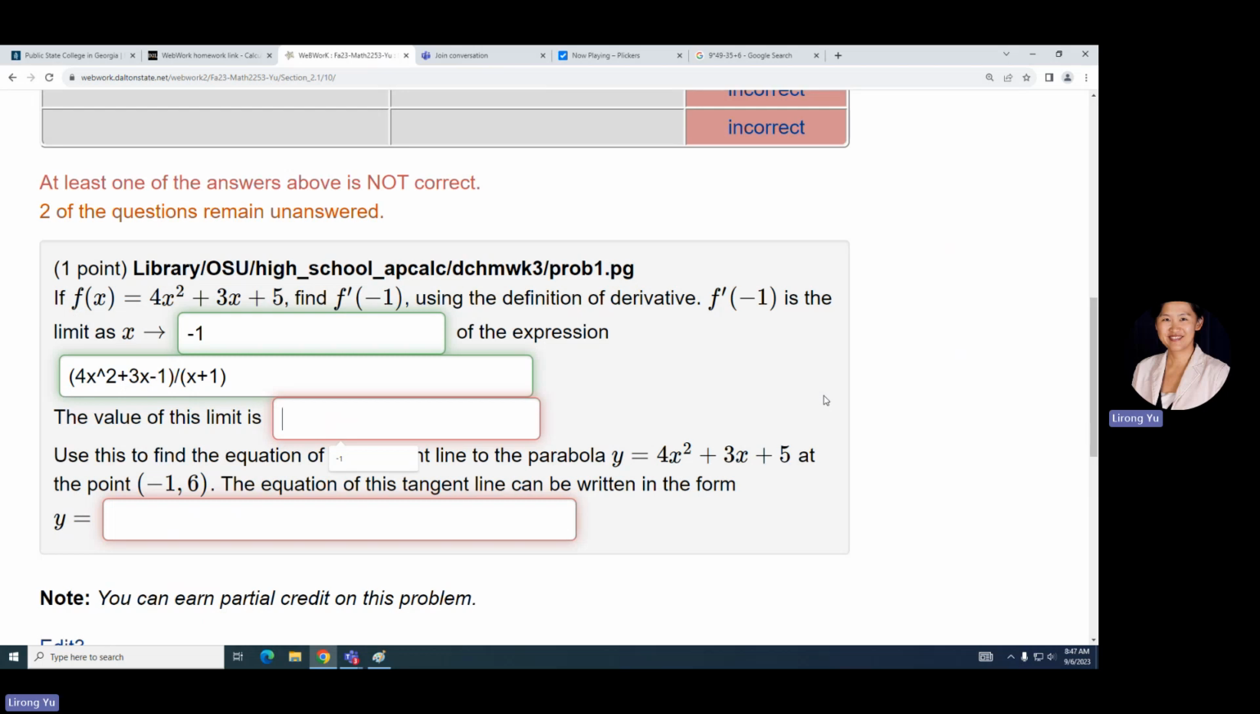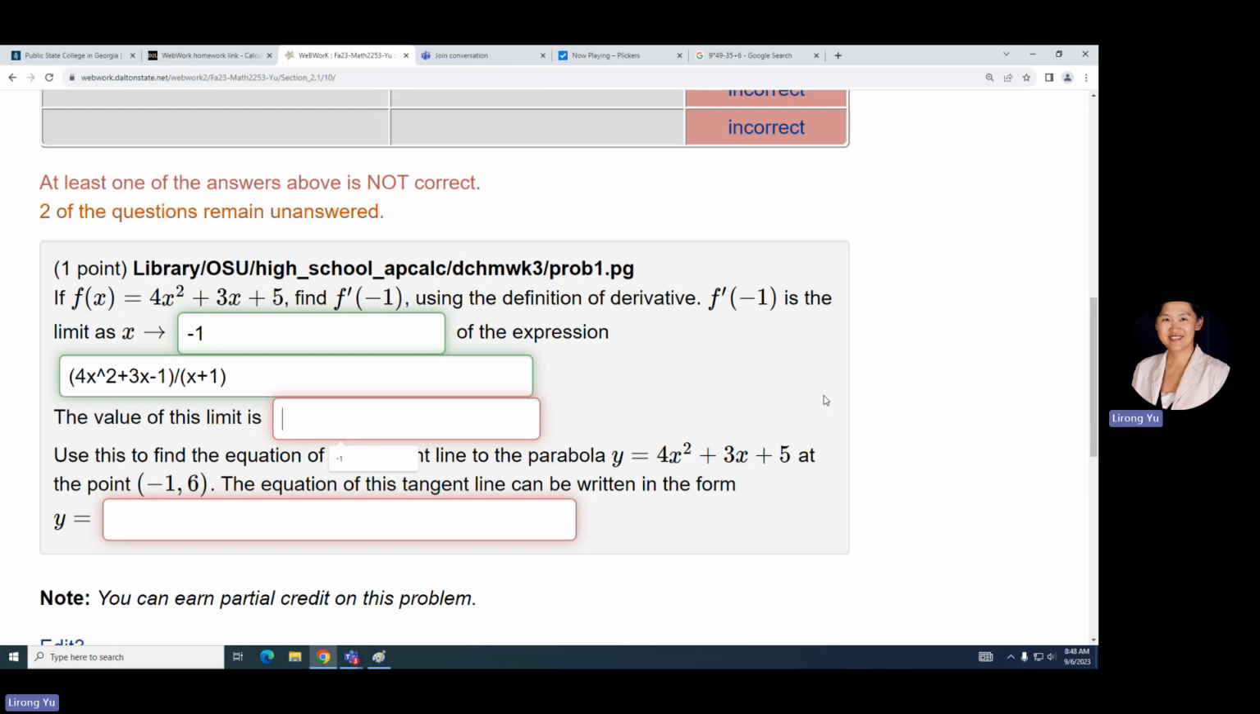I'm going to calculate this limit. Let's calculate the limit as x approaches -1. Here you have 4x squared plus 3x minus 1, divided by x plus 1. In order to calculate this limit, you see if x approaches -1, the denominator is 0. And in the numerator, 4 times 1 minus 3 minus 1, that's also 0. So this is 0 divided by 0.